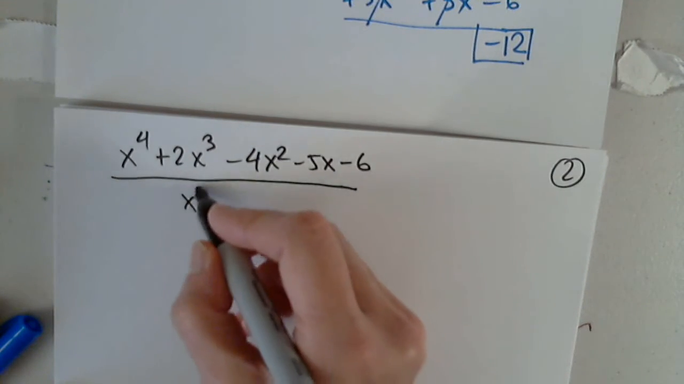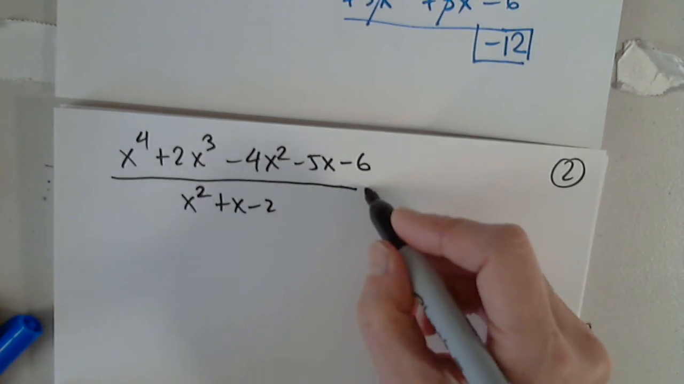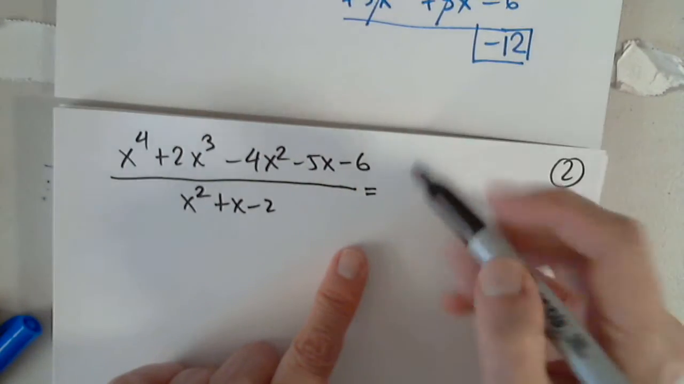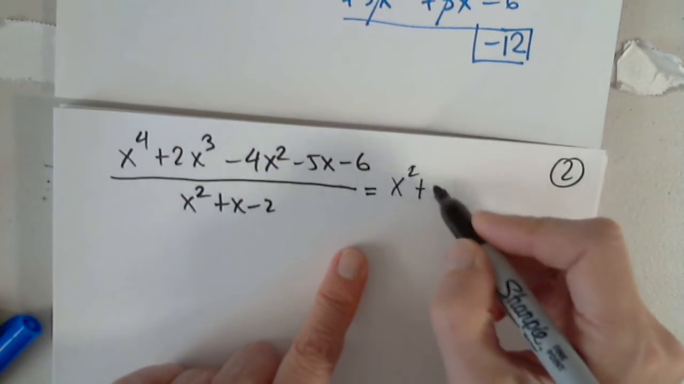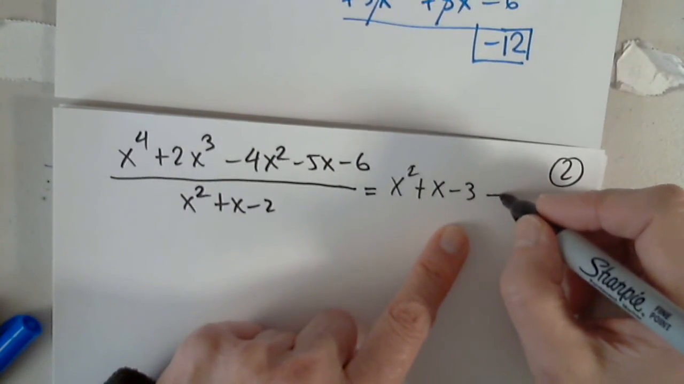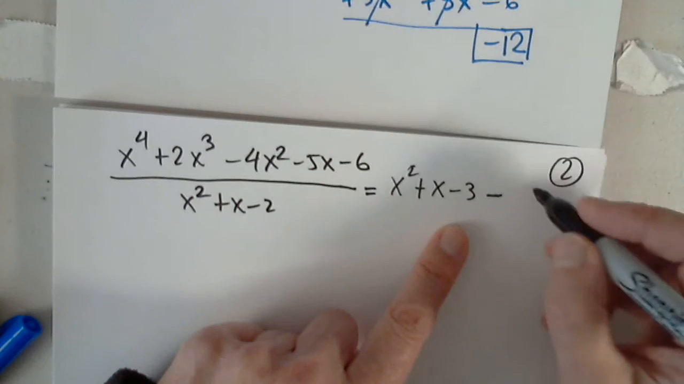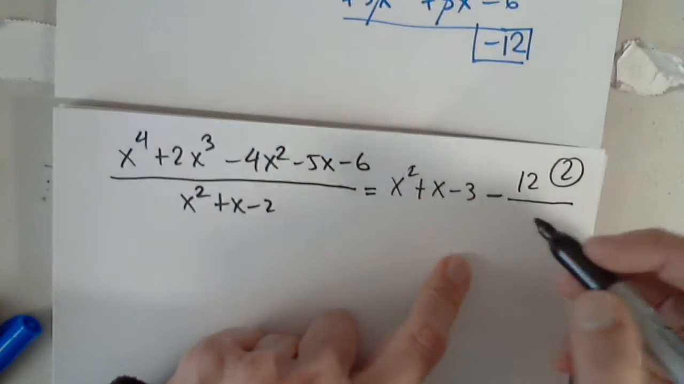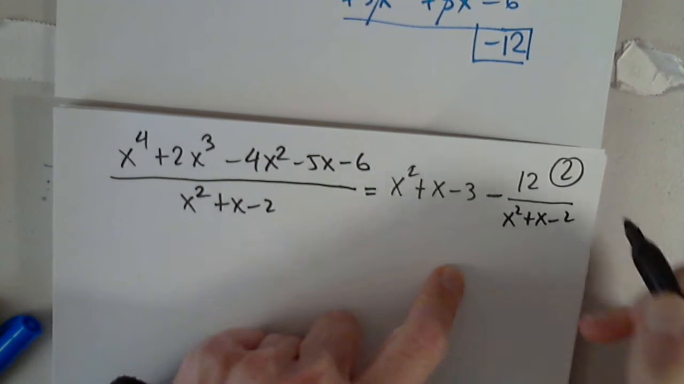Everything we divided by x squared plus x minus 2. I have to write the quotient. All this is the quotient up there. It's x squared plus x minus 3. Now I have to copy the sign in front of the fraction line because the remainder is negative. Sorry about that. And I have to divide by x squared plus x minus 2.